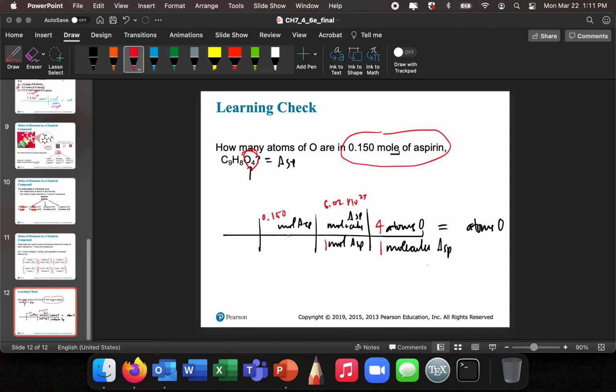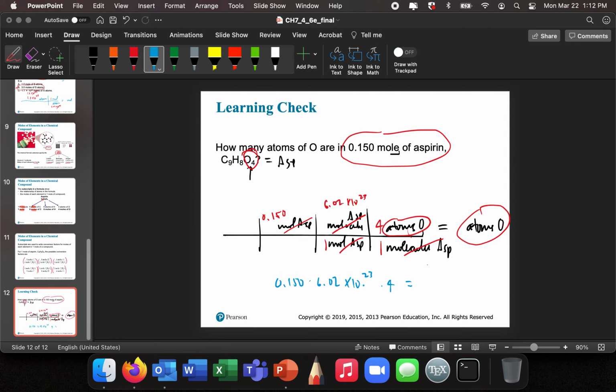Handwriting is horrible. Moles of aspirin are going to cross off. Molecules of aspirin are going to cross off, and atoms of oxygen are not going to cross off. It's what we wanted. We don't want to cross those off. So it looks like the answer is going to be 0.150 times 6.02 times 10 to the 23rd times 4, which is 4 times 0.15. I can do that part in my head. That's 0.6.